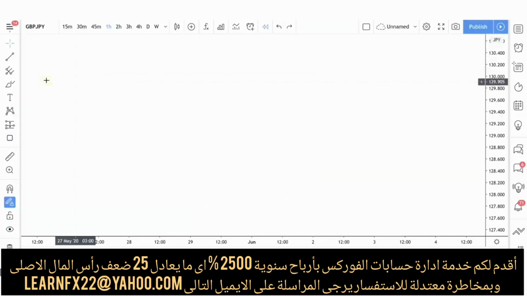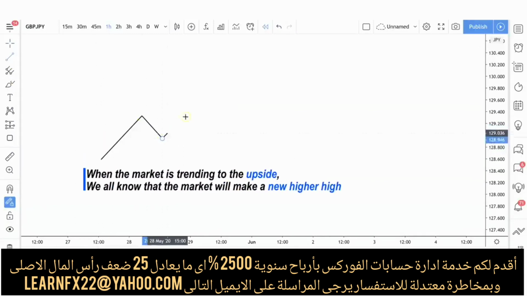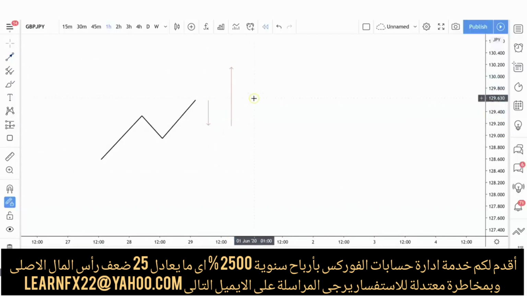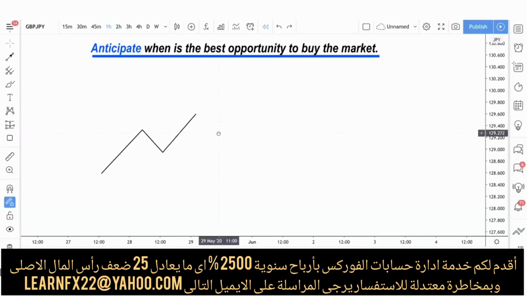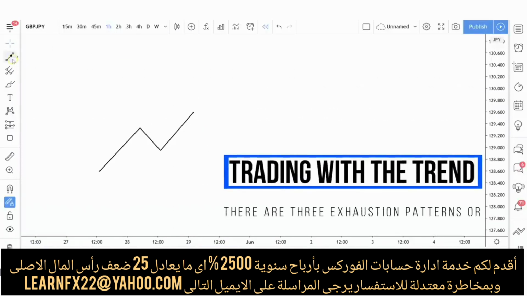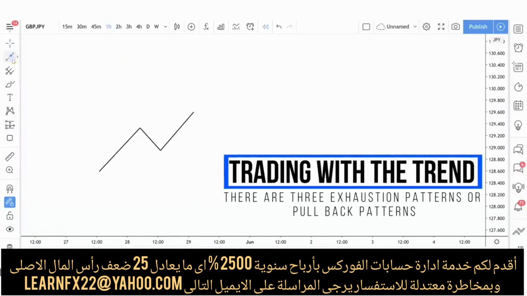So without further ado, let's take a look at the 3 patterns that I personally look for when trading continuation trades. Now, when the market is trending to the upside, we all know that the market will make a new higher high, and eventually for a continuation, it will exhaust, pull back to make some sort of higher low before then continuing to the upside. So when I'm trading, I want to be able to anticipate when is the best opportunity to buy the market. When trading with the trend, there are 3 exhaustion patterns or pullback patterns or whatever you want to call them to be looking out for.